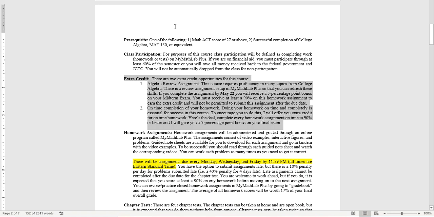The second opportunity for receiving extra credit in this course is through on-time completion of all of your homework. Please note that doing your homework completely and on time throughout this semester is essential to learning the material and doing well in the course. To encourage you to do this, I will offer you extra credit for on-time homework completion. The deal is that if you complete every homework assignment on time to 90% or better, I will give you a 5 percentage point bonus on your final exam.